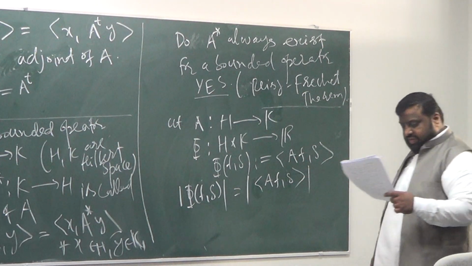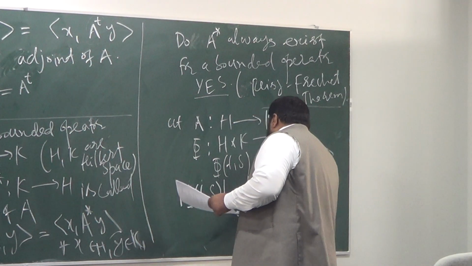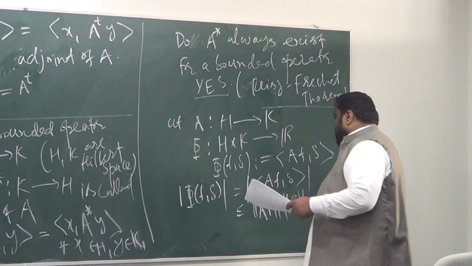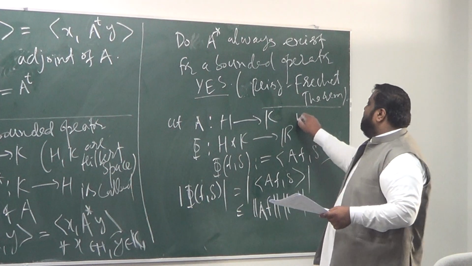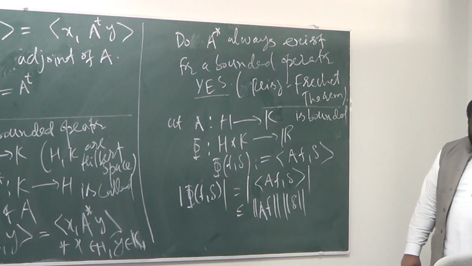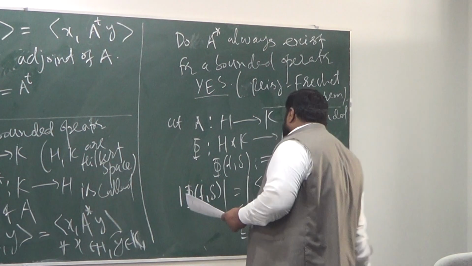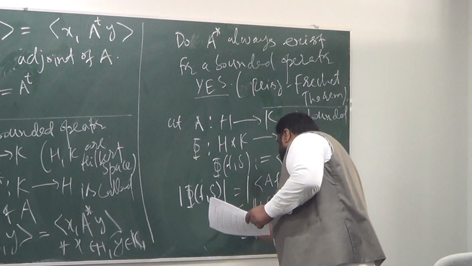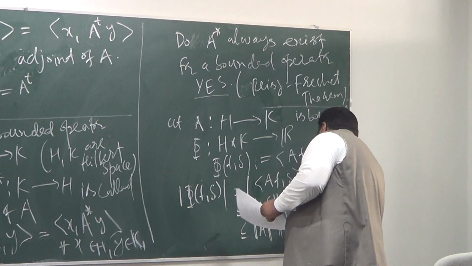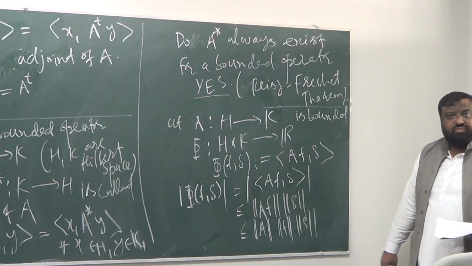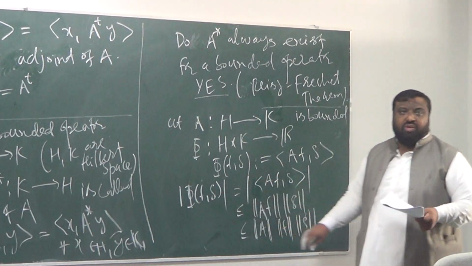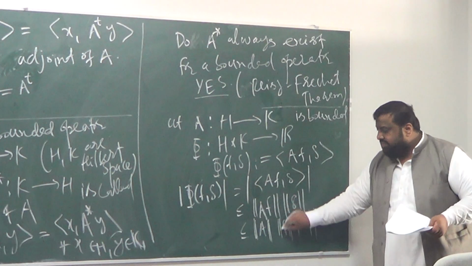And by Cauchy-Schwarz, what are you going to get? You're going to get the norm of AF times the norm of G. But A itself is bounded, so I can say that this is less than or equal to the norm of A times the norm of F times the norm of G. So what does this show? This shows that this functional is bounded, with the constant C.